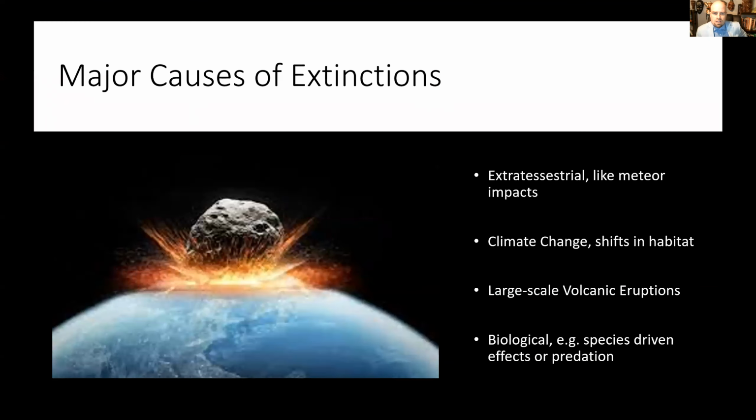So what are some of the major causes of extinctions? They can be extraterrestrial in nature. So things like meteor impacts, a meteor hitting the sun, or hitting the earth. There can be major fluctuations in the sun. This is certainly a long-term thing we have to worry about in several hundred million years as the sun matures and changes and outputs different levels of heat and such.